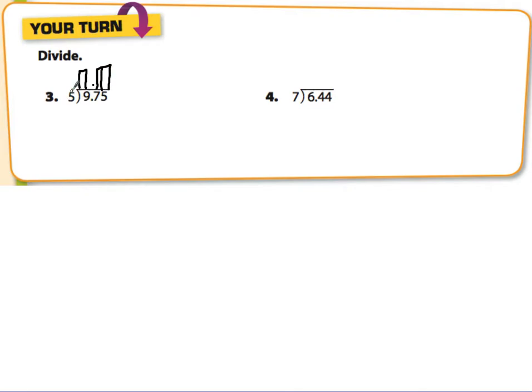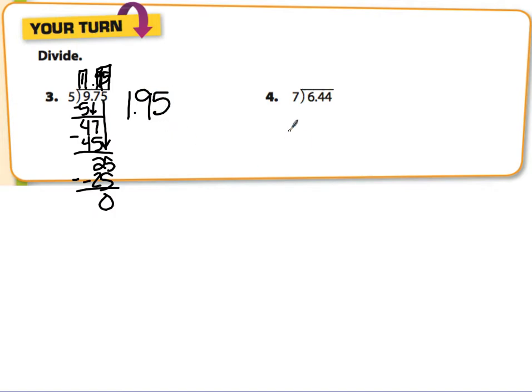Have my boxes. 5 can go into 9 once. Minus 5 is 4. Bring down the 7 is 47. 5 goes into 47 9 times. Minus 45 is 2. Bring down the 5 is 25. Goes in 5 times. So I know minus 25 is 0. So your answer should have been 1 95/100.